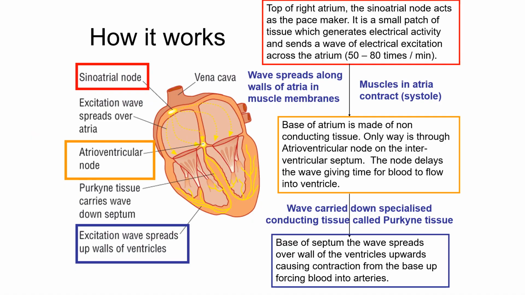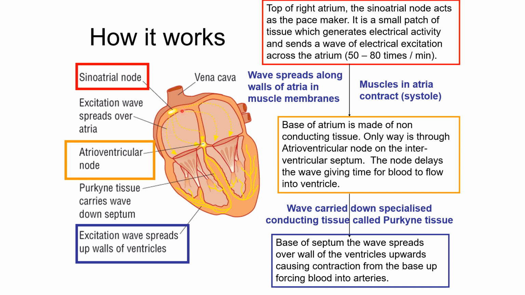You need to understand how the heart actually contracts. You should be familiar with the idea of diastole and systole, and that the atria first contract and the ventricles contract after a period of rest. So effectively what happens is we have the pacemaker here, the sinoatrial node, and it is a small patch of tissue that generates electrical activity.